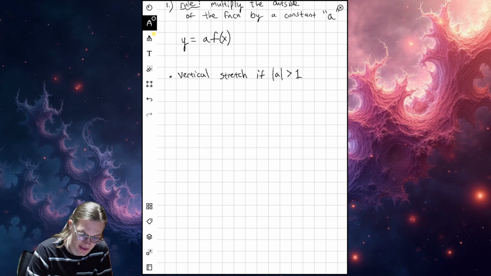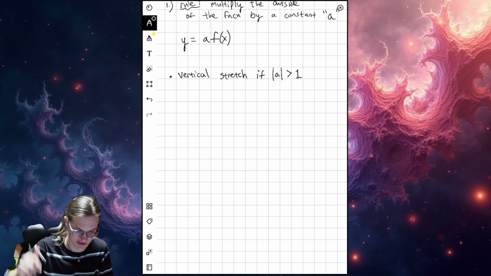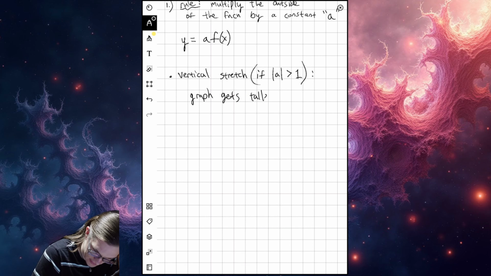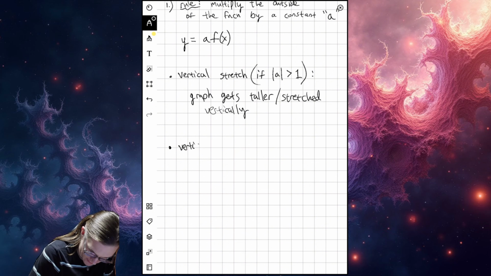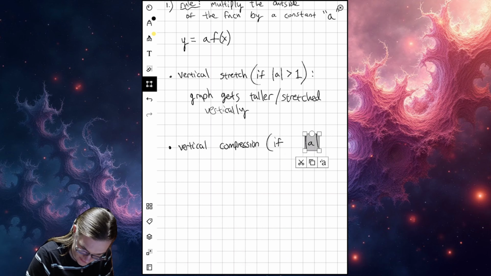So the point is, if your magnitude or the absolute value of this a is greater than 1, the graph will get taller and sort of stretched vertically. So if that, then graph gets taller, stretched vertically. Okay, and then we have a vertical compression. And that occurs if absolute value of a is less than 1, but also greater than 0.